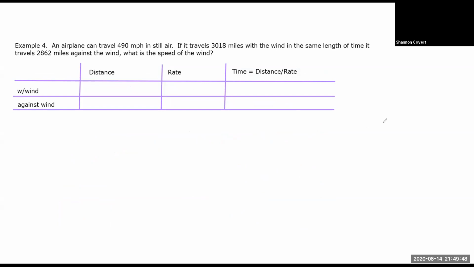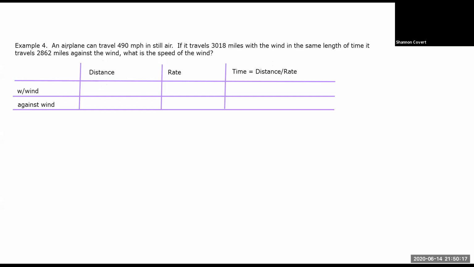Again, I like to use a table. I have two situations, with the wind and against the wind. I have distance, rate, and time, which I am going to call time equaling distance over rate. I'm going to go back and I'm going to plug in what I know.